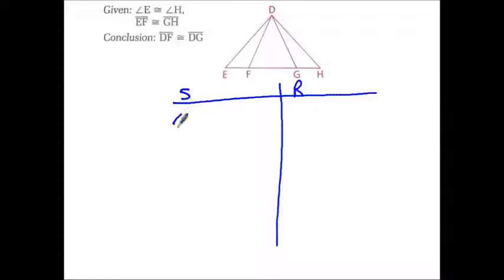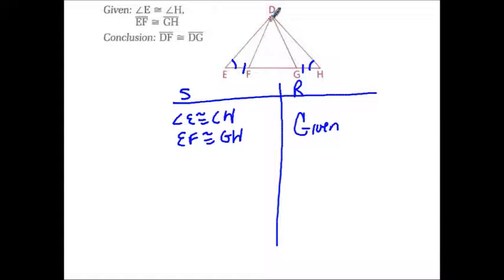So we're given that angle E is congruent to angle H. We're also given that EF is congruent to GH. Both of those reasons given, and I'm going to mark them in. Angle E is congruent to angle H, and EF is congruent to GH. Now, I see that I have on one single triangle two angles that are congruent. Now, if two angles of any single triangle are congruent, those sides opposite are also going to be congruent.